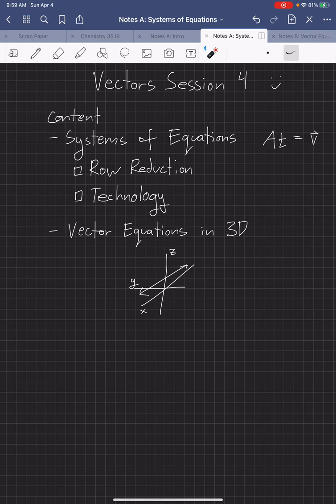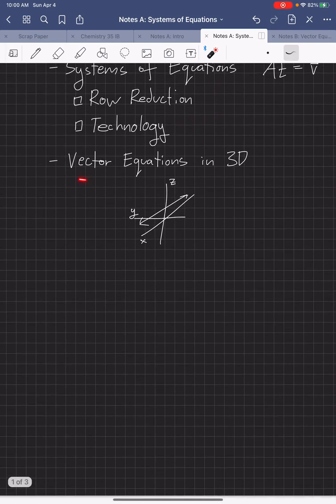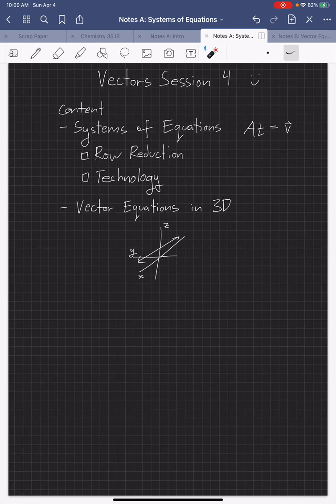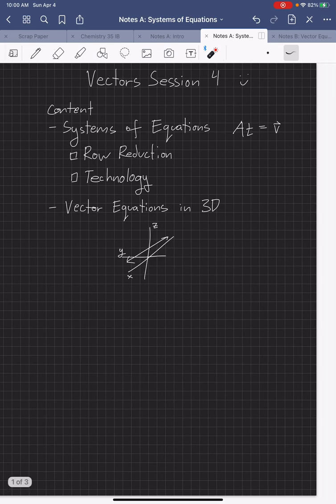So the concept we're going to be covering for this session is systems of equations and vector equations in 3D. For systems of equations, we're going to look at row reduction, which is the algebraic twist on elimination, which you guys already know, and then technology, which is using a calculator to solve it. Then we have vector equations in 3D, which will focus on lines in 3 dimensions, how the 3D Cartesian plane works, X, Y, Z, closest distance, intersections, all that fun stuff.